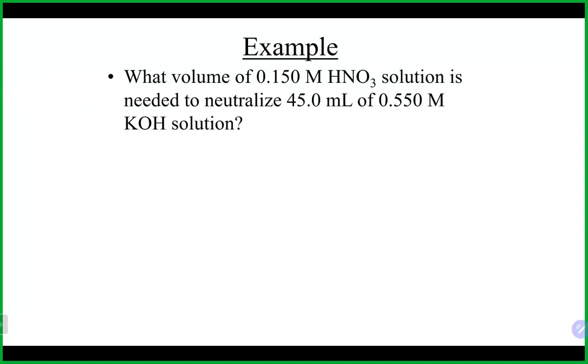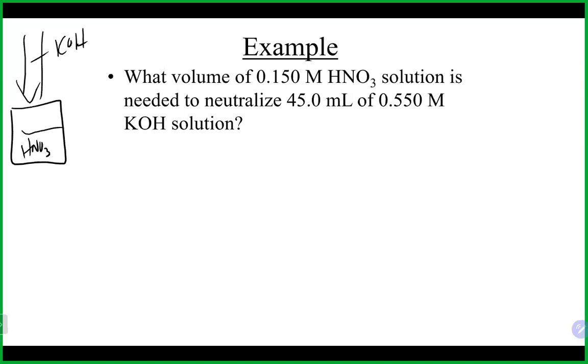So let's take a look at this one here. We want to know what volume of 0.15 molar nitric acid is needed to neutralize 45 milliliters of 0.55 molar KOH. This is essentially a titration problem. Sometimes they're worded like that, neutralization. So really an acid-base problem here you could think of as a titration problem like we did in the lab last week. And in this case, it's up to you, but it doesn't really matter. But in this case, you're probably adding the KOH to the nitric acid. So it is still really just a stoichiometry problem.